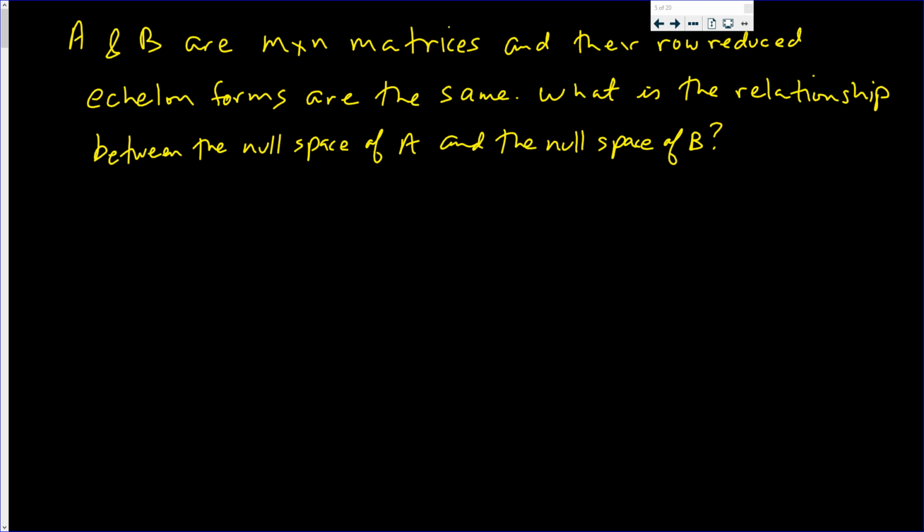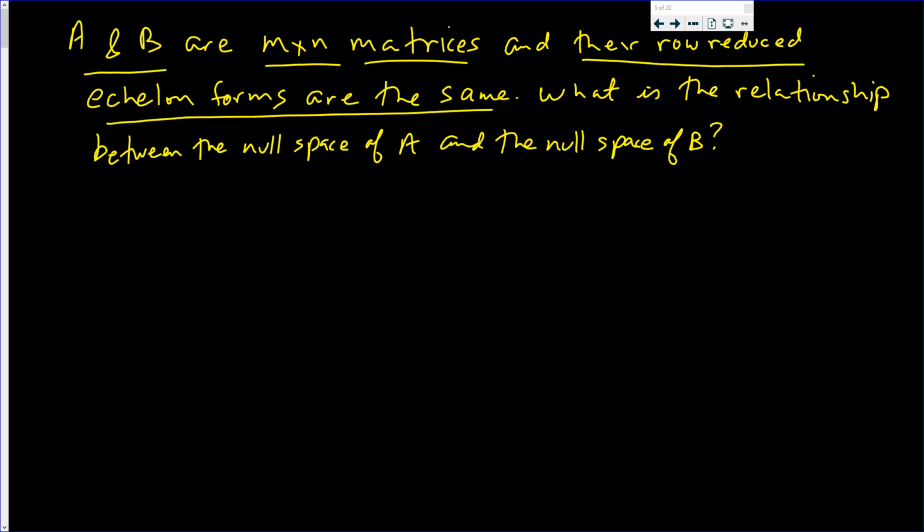I prefer not to state this problem as a formal theorem, although it can easily be done that way. So here's what's going on. Suppose A and B are m by n matrices and their row-reduced echelon forms are the same. What is the relationship between the null space of A and the null space of B?